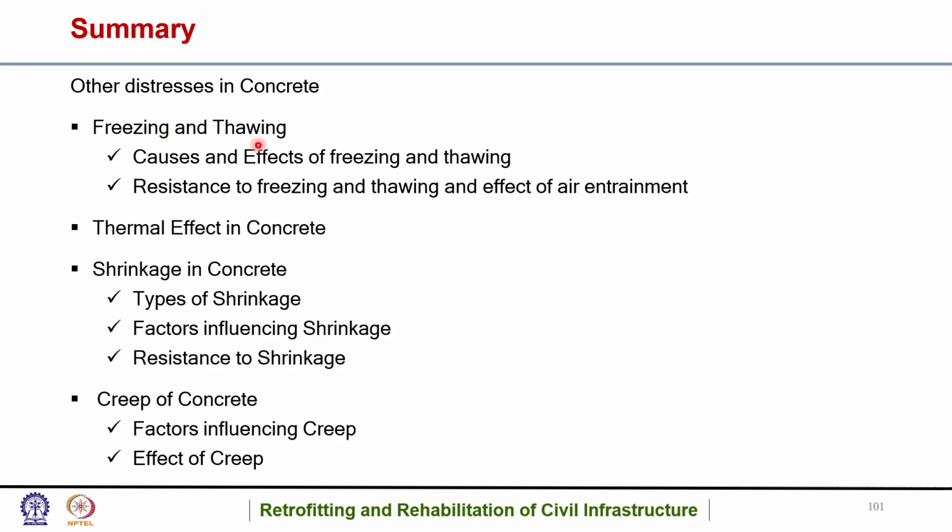Firstly, we talked about freezing and thawing, its causes, effects, and the resistance, and also the effect of air entrainment. Secondly, we talked about thermal effect in concrete. Thirdly, shrinkage in concrete, where we studied its types, factors, and resistance. And lastly, we talked about creep of concrete, that is, factors influencing creep and the effect of creep.